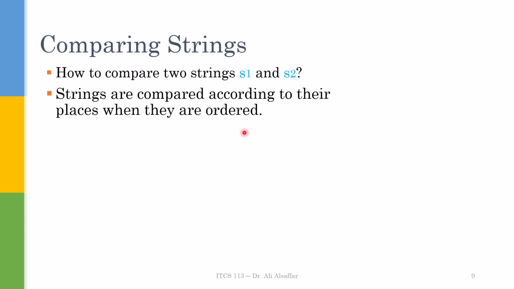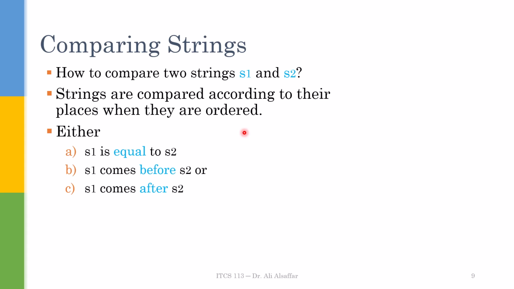So comparing strings basically depends on their order. If we have two words, how do we say that one word comes before the other? We look at its place in alphabetical order. So we have three situations. Either the two strings are the same and we say equal, or the first string comes before the second string, or the first string comes after the second string. We will look at this by using the following example.